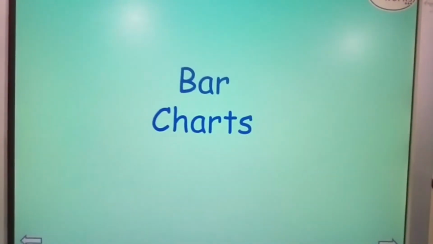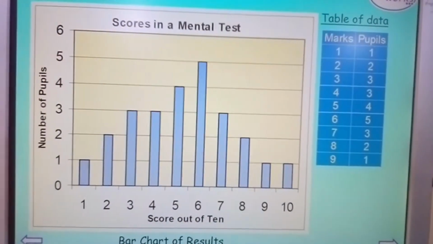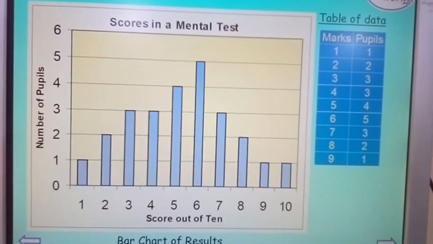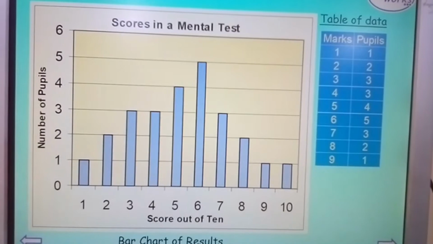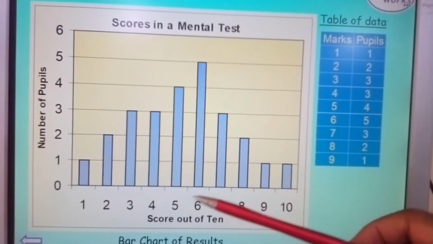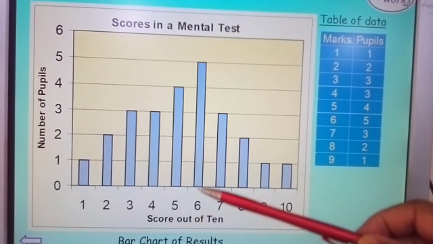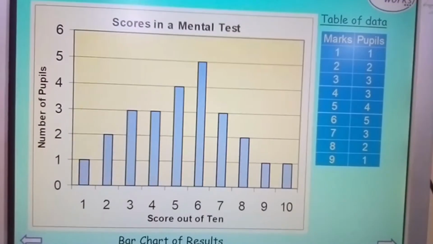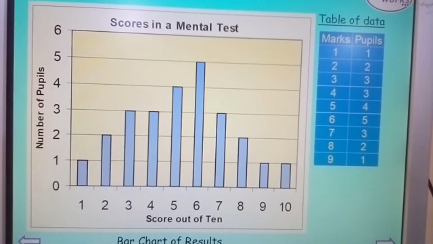Bar charts. Now you're all familiar with bar charts, so I'm not going to spend too long on this. You can see that here you have your score out of 10, you have your number of pupils, okay? And you can see that the highest here is 6 pupils. 5 pupils got a score of 6, okay? Basically, that's what it's trying to tell you.